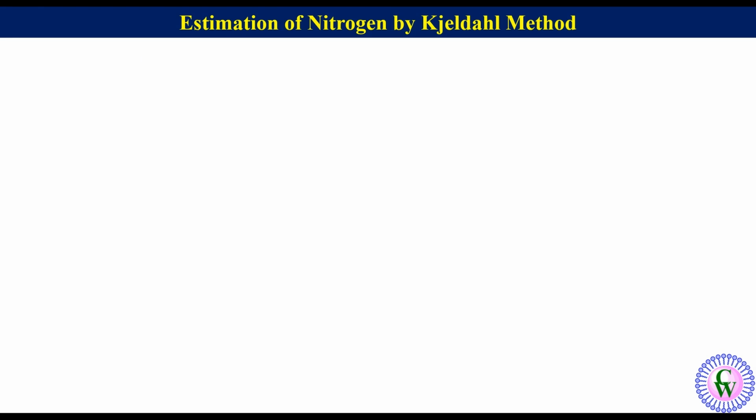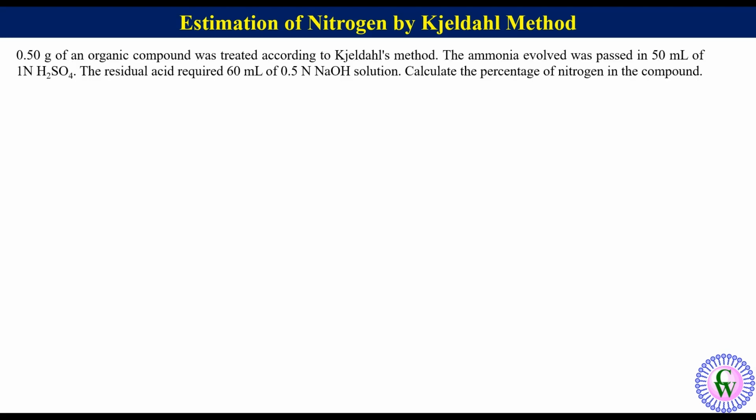Now we will discuss problems with solution. Question number 1. 0.50 gram of an organic compound was treated according to Kjeldahl method. The ammonia evolved was passed in 50 ml of 1 normal H2SO4. The residual acid required 60 ml of 0.5 normal NaOH solution. Calculate the percentage of nitrogen in the compound.